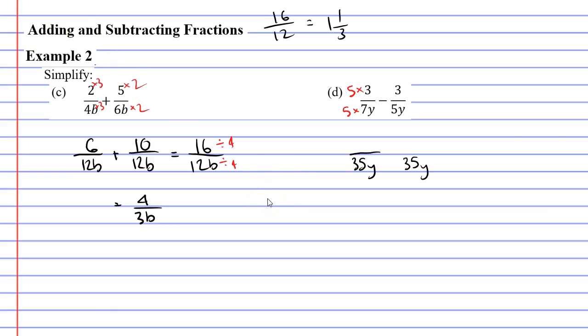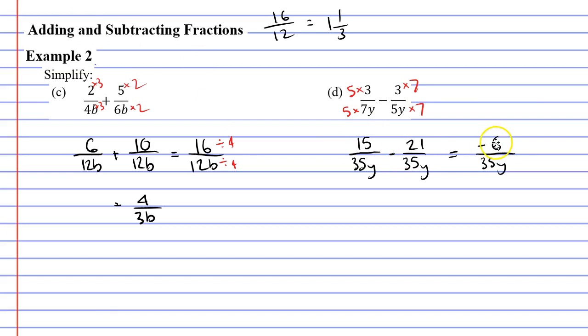3 times 5 is 15, so that's going to give me the numerator here. Now I need to multiply 5y by 7 to get 35y, which means I've got to multiply 3 by 7 as well, and 3 times 7 will give me 21. So the denominators stay the same, they stay as 35y. What is 15 minus 21? Well, that will actually give me negative 6. So we actually end up with a negative fraction here.